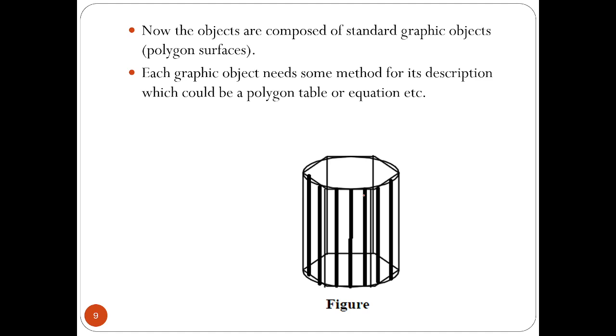Now the objects are composed of standard graphic objects, that is the polygon surfaces. These are all called polygon surfaces. These are the lines, polygon surfaces. Each graphic object needs some method for its description, which could be a polygon table or an equation.